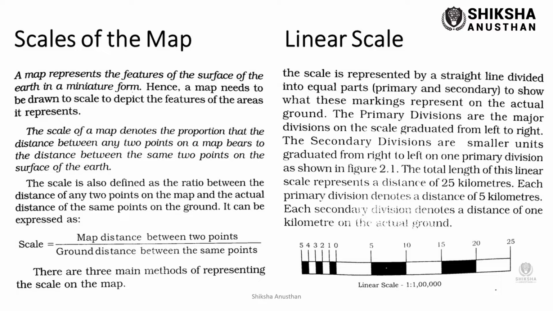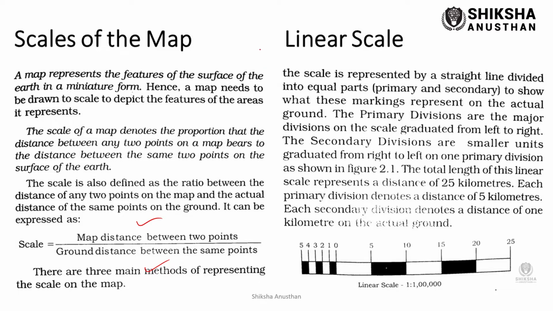The scale is also defined as the ratio between the distance of any two points on the map and the actual distance of the same points on the ground. It can be expressed as map distance between two points by ground distance between the same points. And there are generally three methods of representing a scale, but we'll be going through only two important methods.